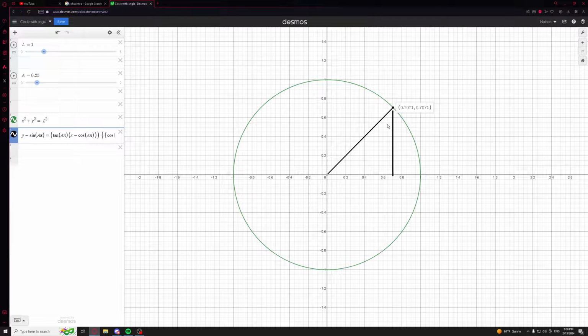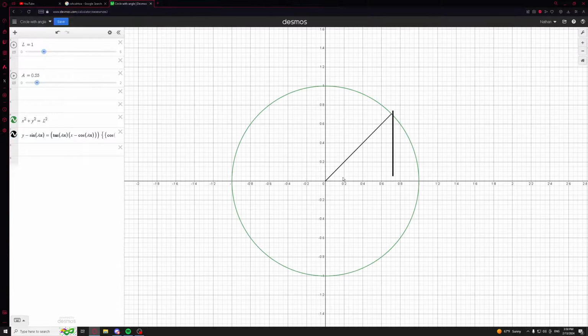And same with the cosine. So the cosine of this theta angle right here is equal to the adjacent side over the hypotenuse. But since the hypotenuse is one, the adjacent side is the cosine. So the cosine is equal to the length of the adjacent side. Which means that the x value of this coordinate, 0.7071, or √2/2, is the cosine of theta.